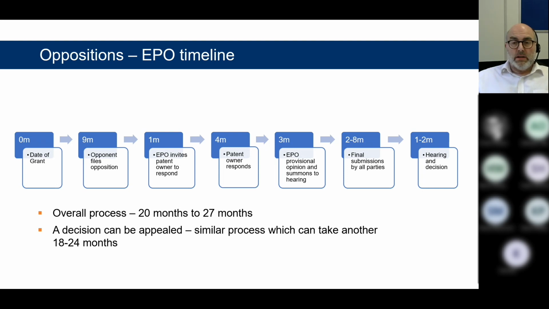A provisional opinion is then given by the European Patent Office. At this point, they might say, yes, the patent looks as though it should be revoked, or they might say, no, it shouldn't be. Equally, they might say, some of the arguments are good, some of them are bad. Once that provisional opinion has been issued, there is then a final round of submissions by both parties in response to that opinion. And then most of the time, there is a hearing called oral proceedings in Europe, and the decision whether or not that patent is revoked, maintained as amended, or maintained unamended is given actually on the day of the hearing, which is quite useful. The whole process takes 20 to 27 months from grant of that patent.